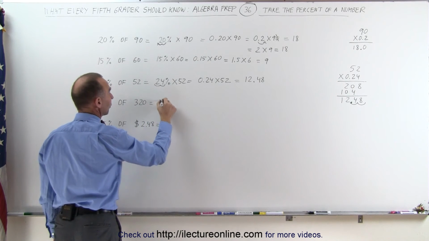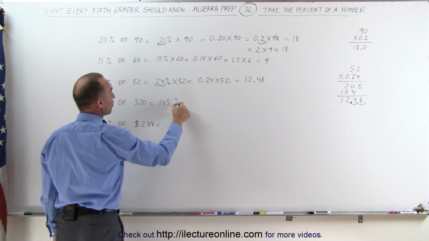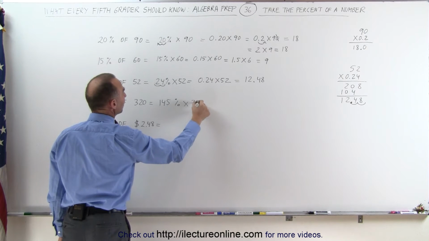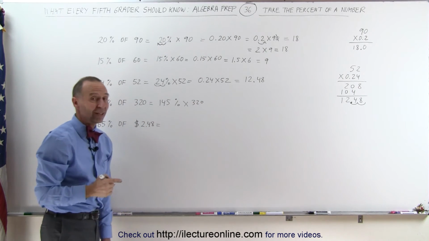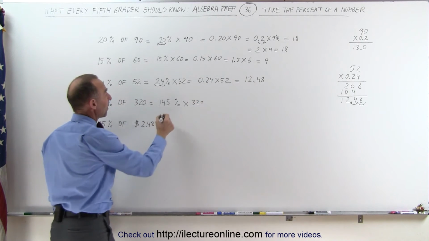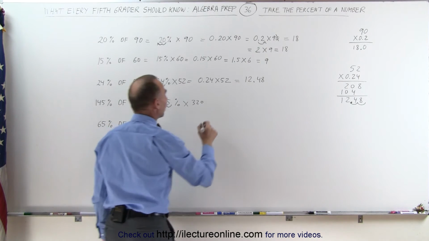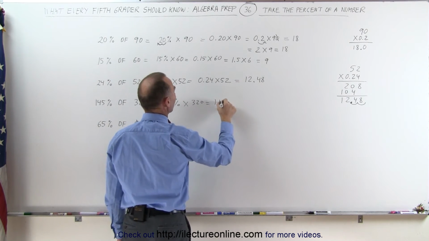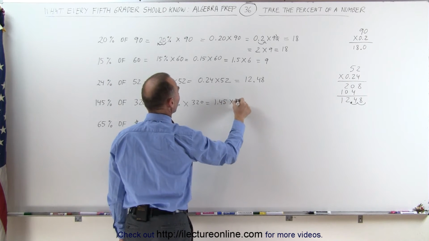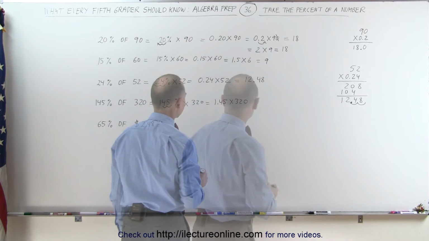The next example, 145% of 320. Again, that means 145% multiplied times 320. And 145% can be turned into a decimal by moving the decimal spot over 2 places. Get rid of the percent sign. This is 1.45 times 320.